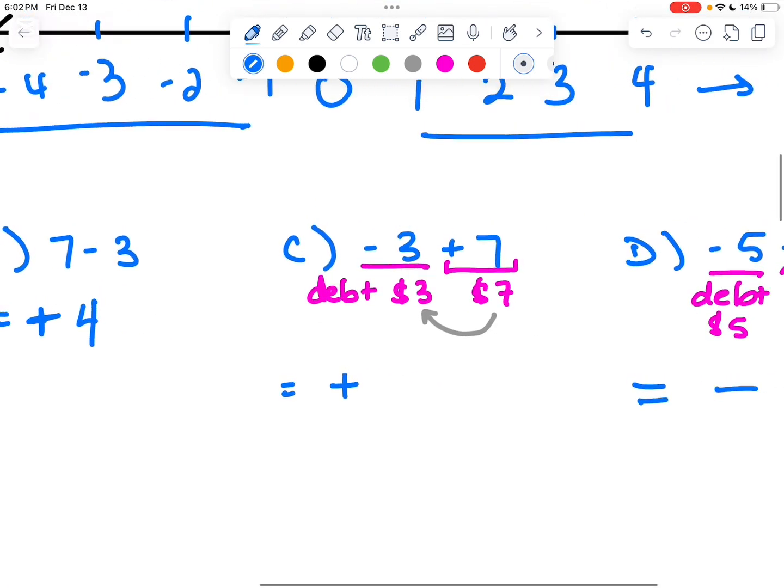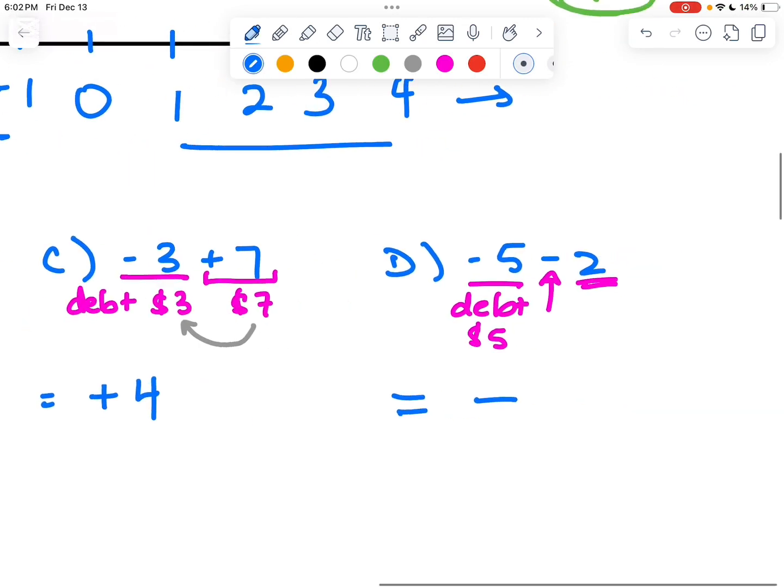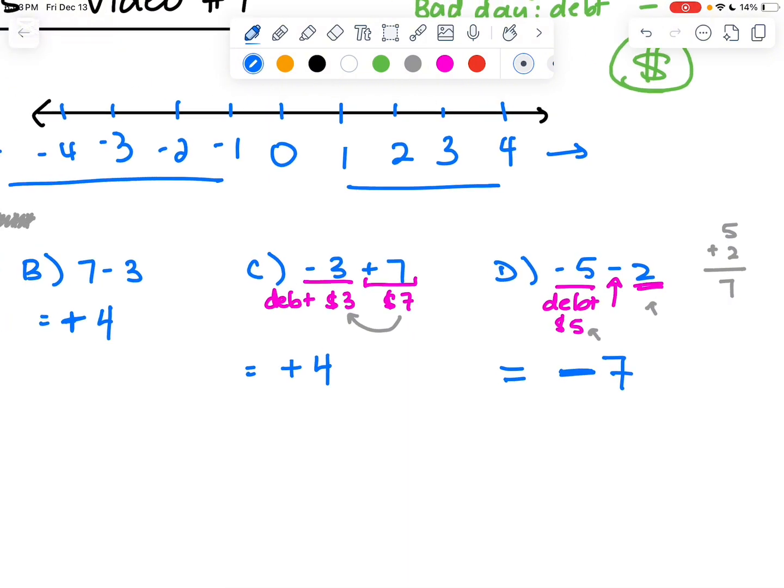Over here, I'm in debt $3, someone gives me 7. And like we talked about before, you can take 3 of those dollars from the 7, pay off your debt, and you're still left with 4. Over here, if I'm in debt by $5 and then someone says, hey, you still owe me 2 more, I'm actually adding to my debt. So here's my rough work off to the side. I now have $7 worth of debt. So the 7 is here, but that negative sign is what tells us it's still debt. So again, you can't say a negative and a negative make a positive, because that only applies to multiplication and division.